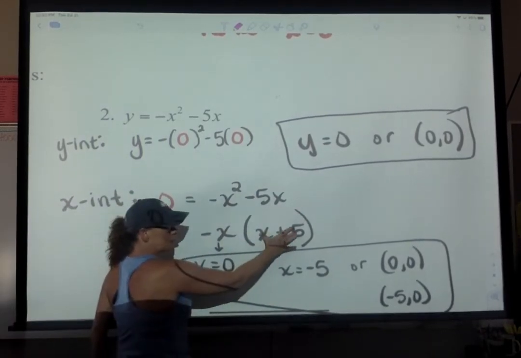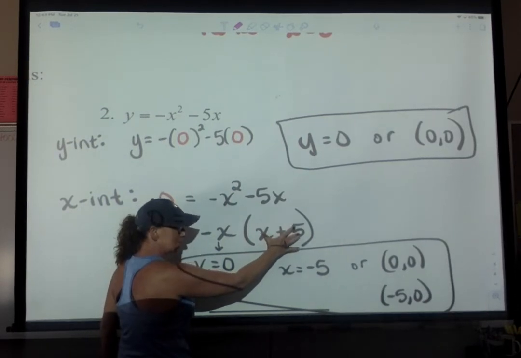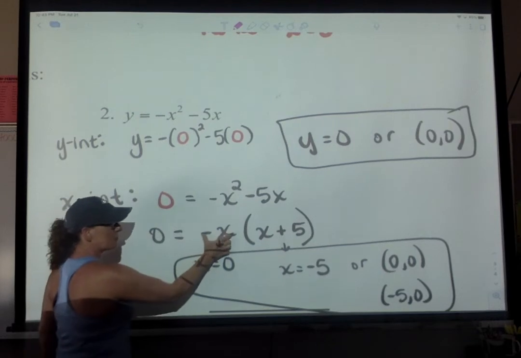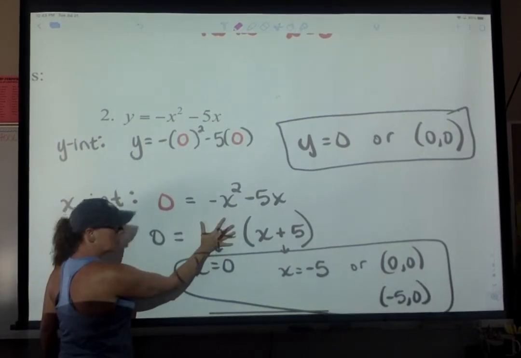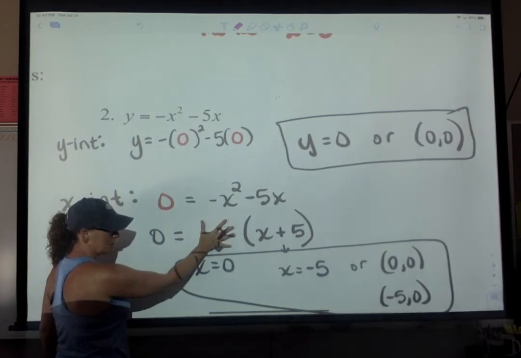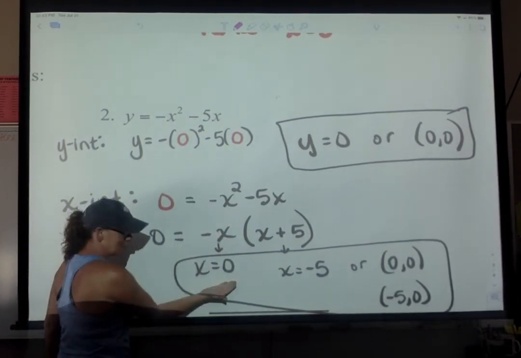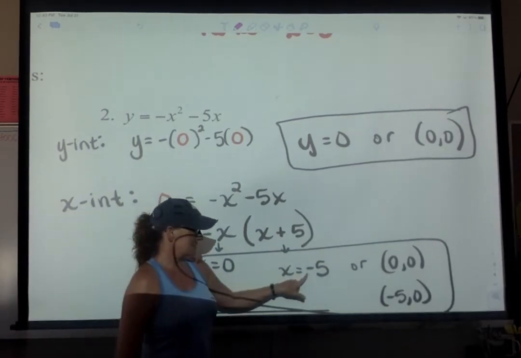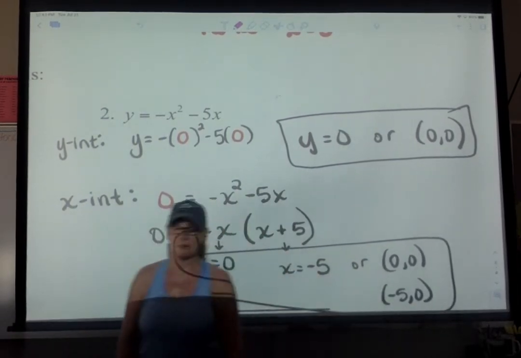In order for this binomial to be 0, x would have to be -5. In order for this portion of my factored quadratic to be 0, obviously, x would have to be 0. So, writing them like this is acceptable, or putting them in ordered pairs is acceptable.